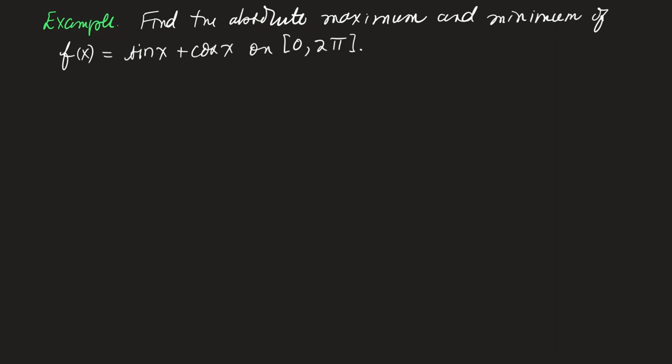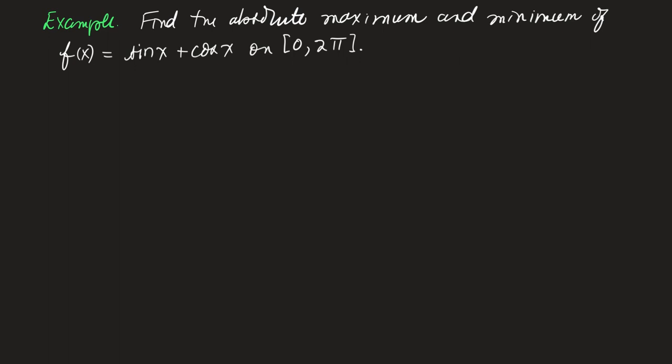In this video, I'm going to find the absolute max and min of the following function on the closed interval 0 to pi. So first note that this is a continuous function. It's continuous everywhere. And so by the extreme value theorem, I know that it definitely does attain an absolute max and an absolute min on the closed interval 0 to 2 pi.